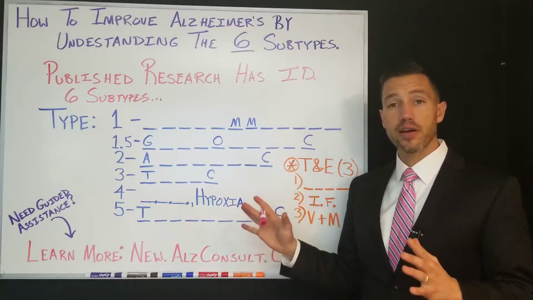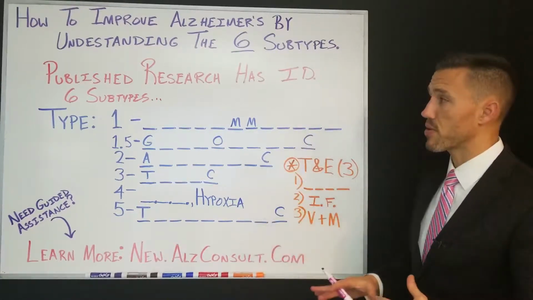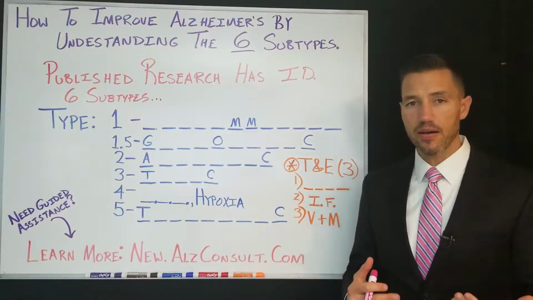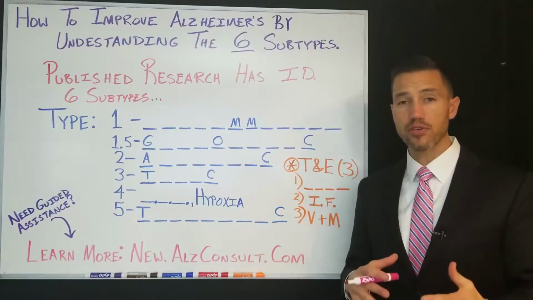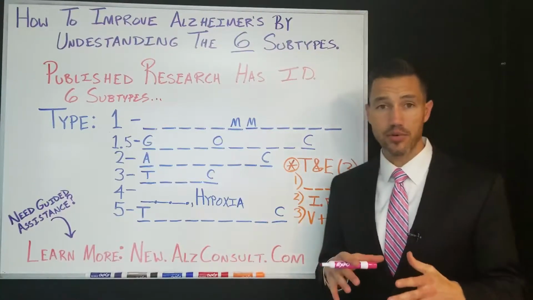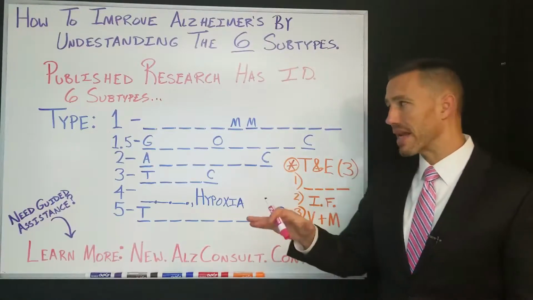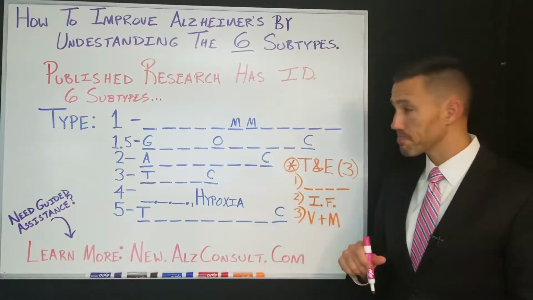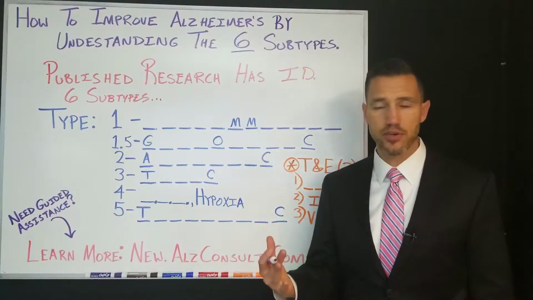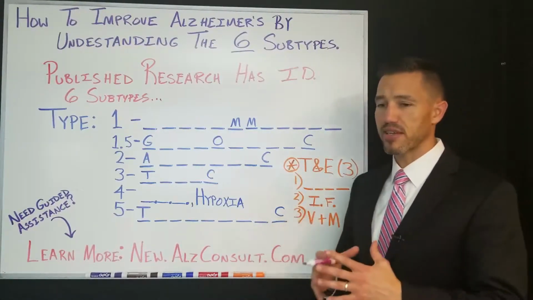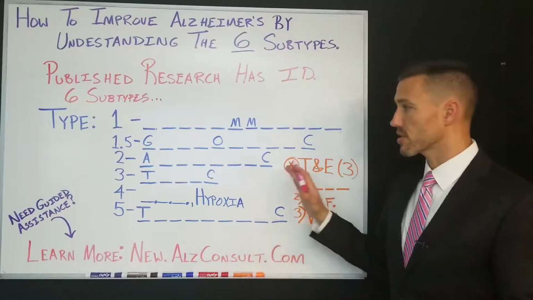But I want to share these different subtypes with you here so that you can get an idea of exactly what the known drivers are of cognitive decline in Alzheimer's as we understand them today. We will undoubtedly learn more, but right now these are the things that we understand today based on a tremendous amount of research, and we have Dr. Bredesen and a lot of other researchers to thank for this. So let's go ahead and get started.